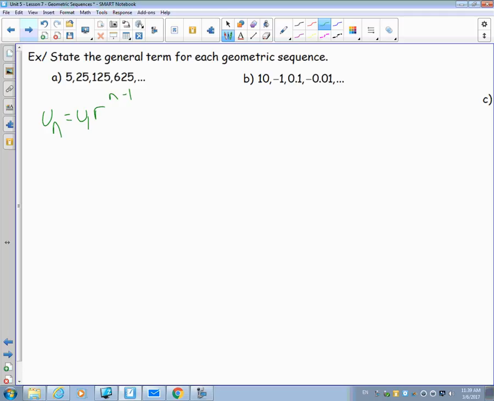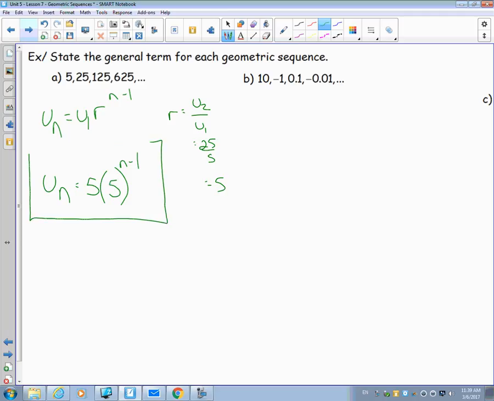So if we look at the first one here, our first term is 5. Our ratio, if I want to figure it out, I take my second term divided by my first term. In this case, 25 divided by 5. That'll be my r value to the power of n minus 1. And here's the nice thing with geometric sequences. They don't require simplifying. You're done. That's it. Stop there. Okay.